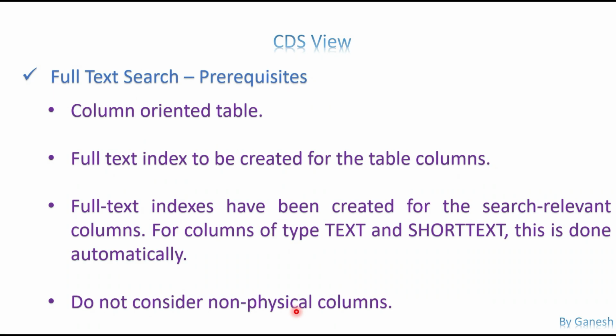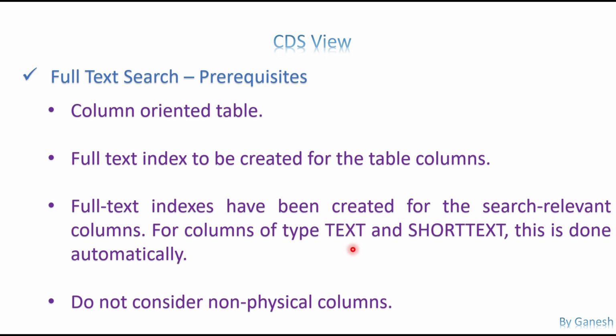And prerequisites: the table you're going to search should be a column oriented table, and a full text index has to be created for the table columns. So whichever columns may need a full text search, those columns have to be created under a full text index. Most of the standard tables, whenever there is a text or short text field, the index is automatically created already in the HANA database. If not, you are able to create a text index for an existing field. It may be a standard table or a custom table.